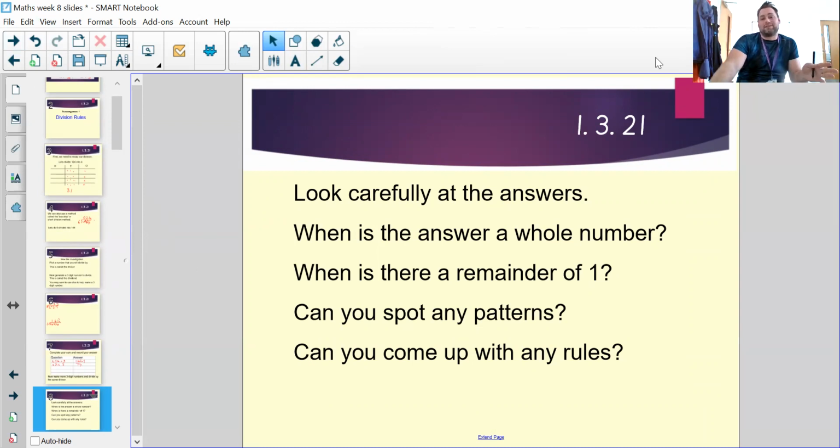So that's what you're doing for today. You're dividing 3-digit numbers by a 1-digit number, and you're trying to spot if there are any patterns or rules. That table there will be on Teams for you to access if you want to use it.